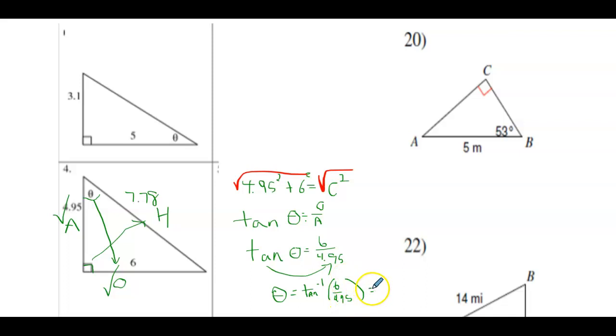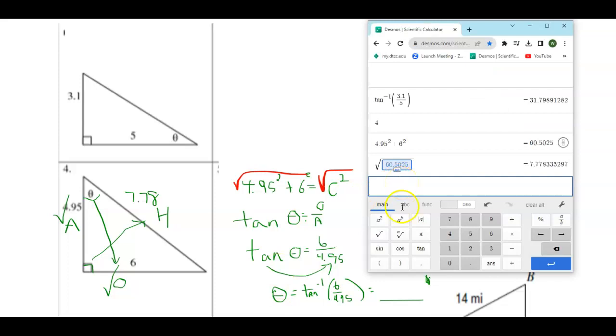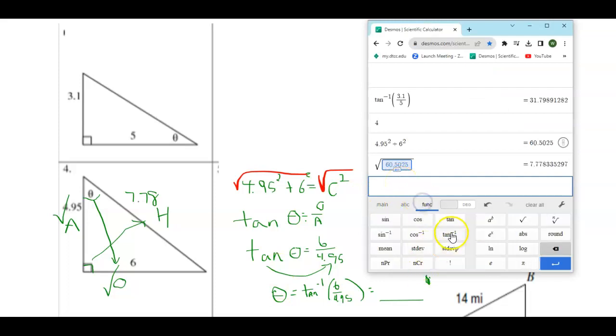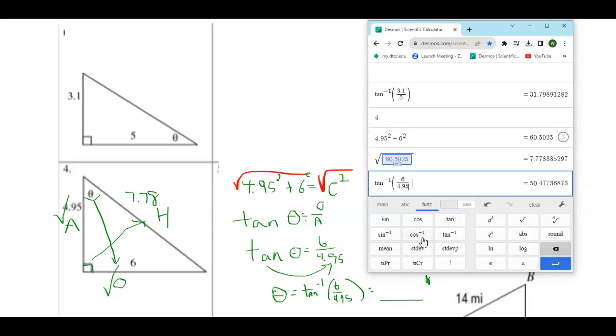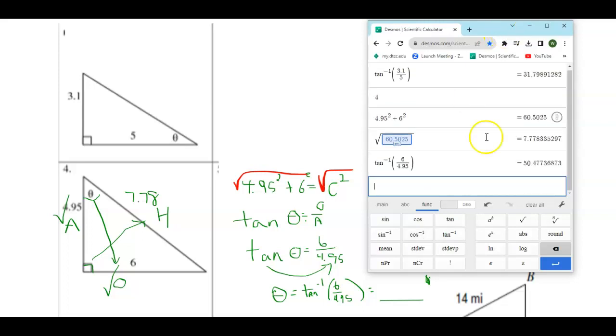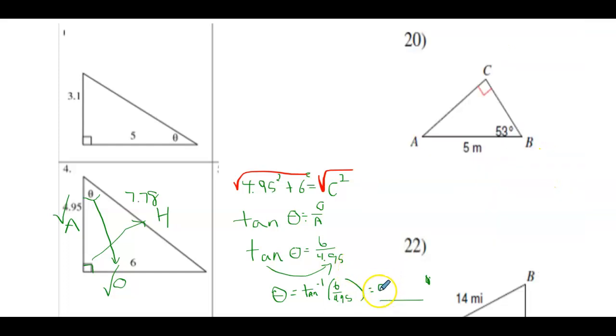So we're going to get our answer here. It's going to be in degrees. It's supposed to be a degree symbol. And let's pull up Desmos to do that. Alright, so again, we're going to go to function, inverse tan, and then it's 6 divided by 4.95. I'm going to hit equals, and I got 50.477, so I'm just going to round that to 50.5.